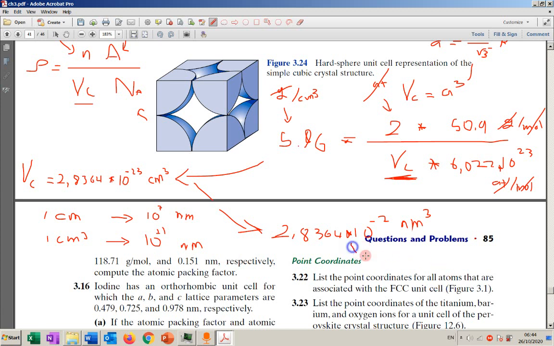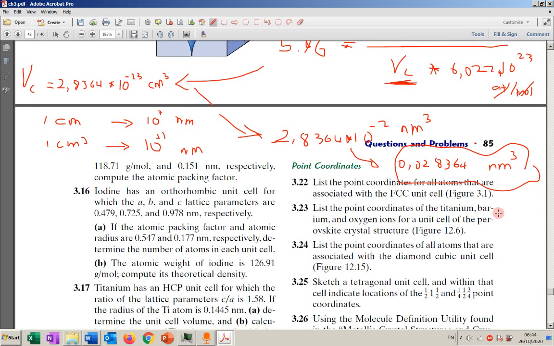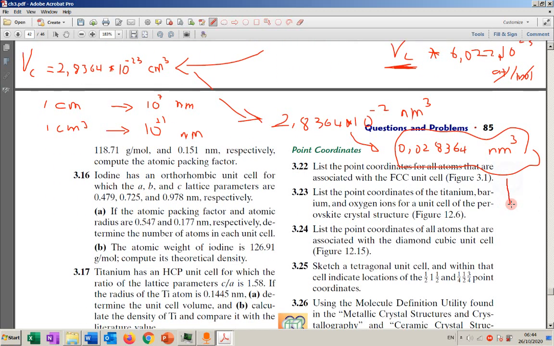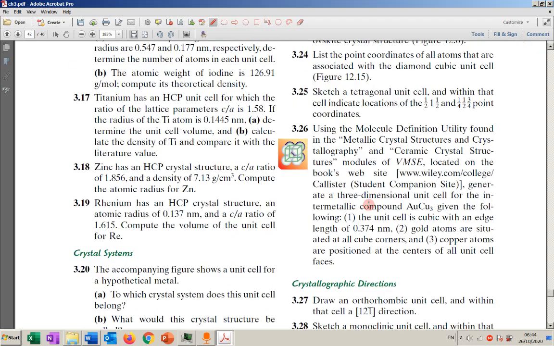So we can rewrite this one even in a shorter version for us: 0.028364, like this, nanometer cube. This is the volume. We have it. Now we know volume is equal to a cube. So I can get a from here. Why? Because this is the volume.